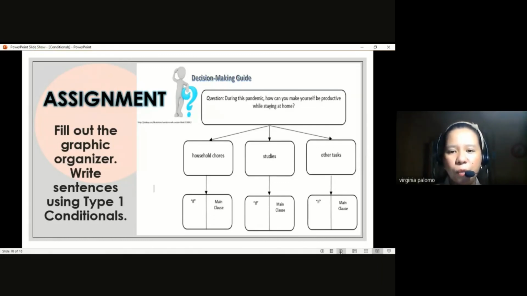So here's your question. During this pandemic, how can you make yourself productive while staying at home? So household chores, how are you going to be productive? Right below this, write a sentence: if clause plus main clause. And then studies, how are you going to be productive when it comes to your studies? So write a sentence, if plus main clause. And for other tasks, again, write if clause plus main clause. This assignment will be sent in our Google Classroom. So please check the link.